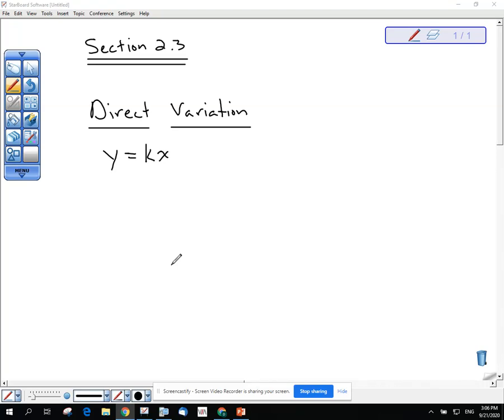Algebra 2, Section 2.3, direct variation. Direct variation is given to us with a formula that's quite simple, y equals kx. This is in slope-intercept form, believe it or not. Y equals mx plus b.